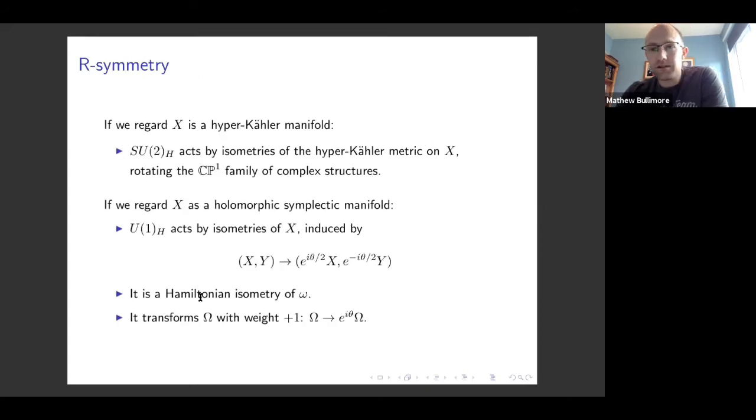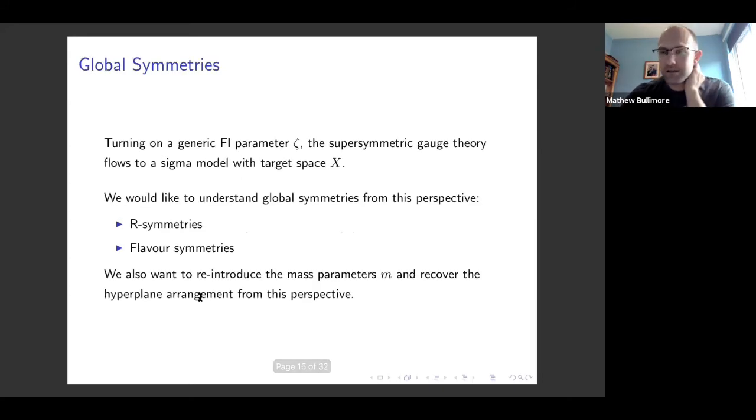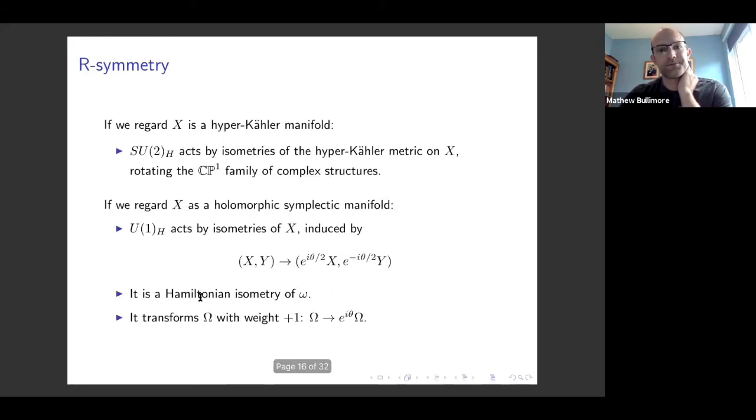So let me first discuss the R symmetry. One general lesson is that many flavor symmetries, many global symmetries, are going to be reflected in the geometry and topology of the moduli space. And so we want to see how that happens in this case. Let me first discuss the R symmetry.